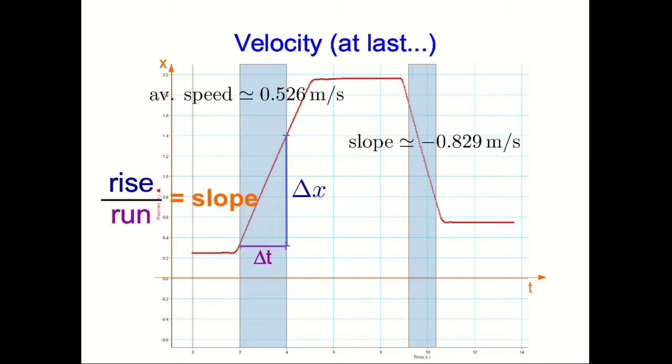And so what we've just calculated here is the component of a vector, the x component of the average velocity vector. Well, having realized that, what we see is that the slope of the x versus t graph, the x component of position versus time graph, is the x component of the velocity.